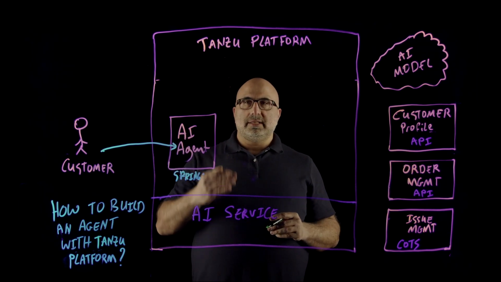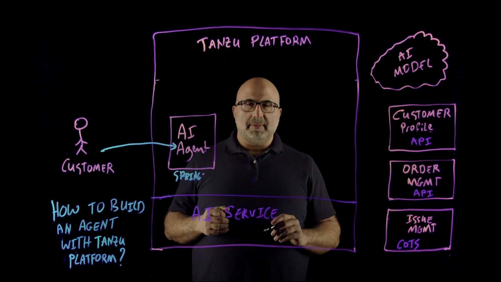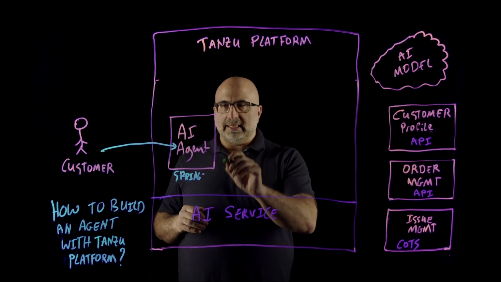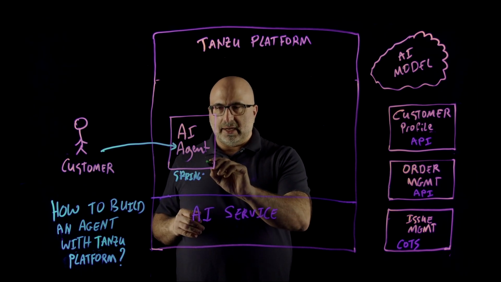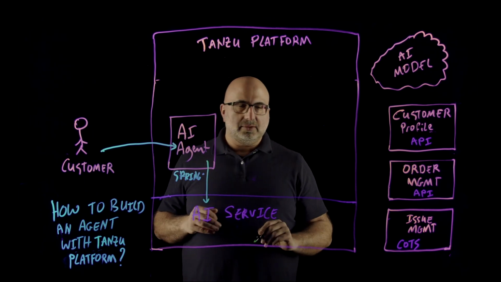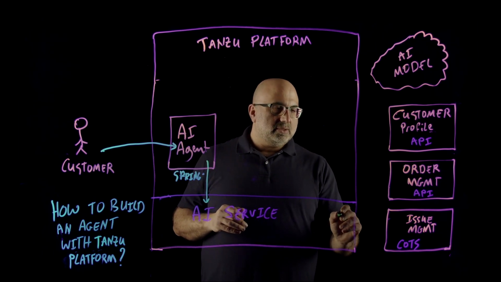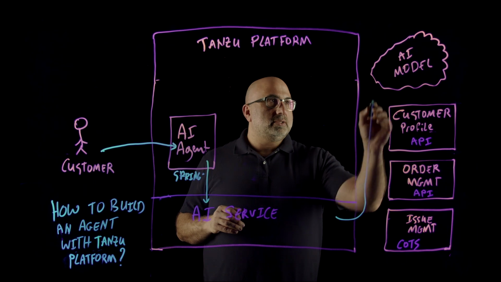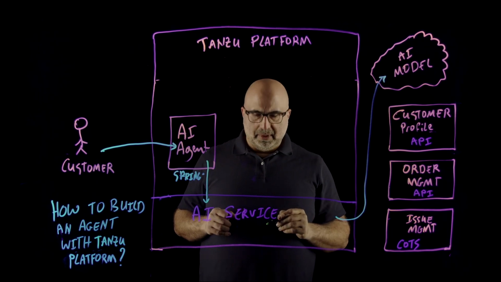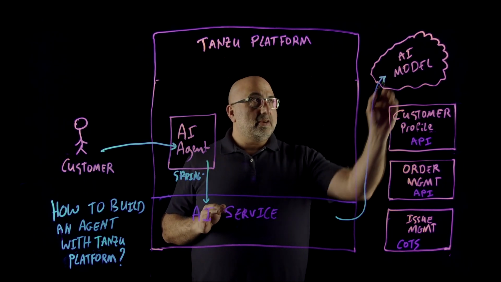And this is where the Tanzu platform's AI services come in. So what we're going to say is that this AI agent, step one, is going to kind of go like this. It's going to call this AI service. And from there, this is going to manage connectivity for us to whatever AI model we happen to be using. So that takes care of AI model access.